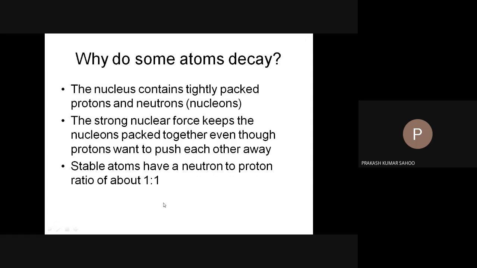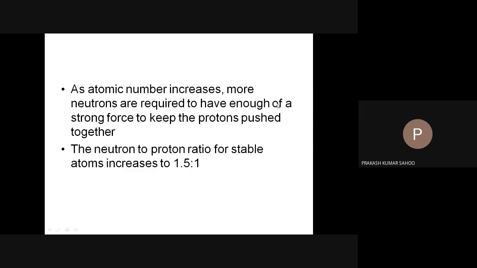So when the neutron to proton ratio is 1 to 1, this is very stable, like C-12, where the number of protons is 6 and the number of neutrons is 6. So C-12 is exceptionally stable. But C-13 becomes radioactive or relatively unstable, because the N by P ratio is not 1 to 1.